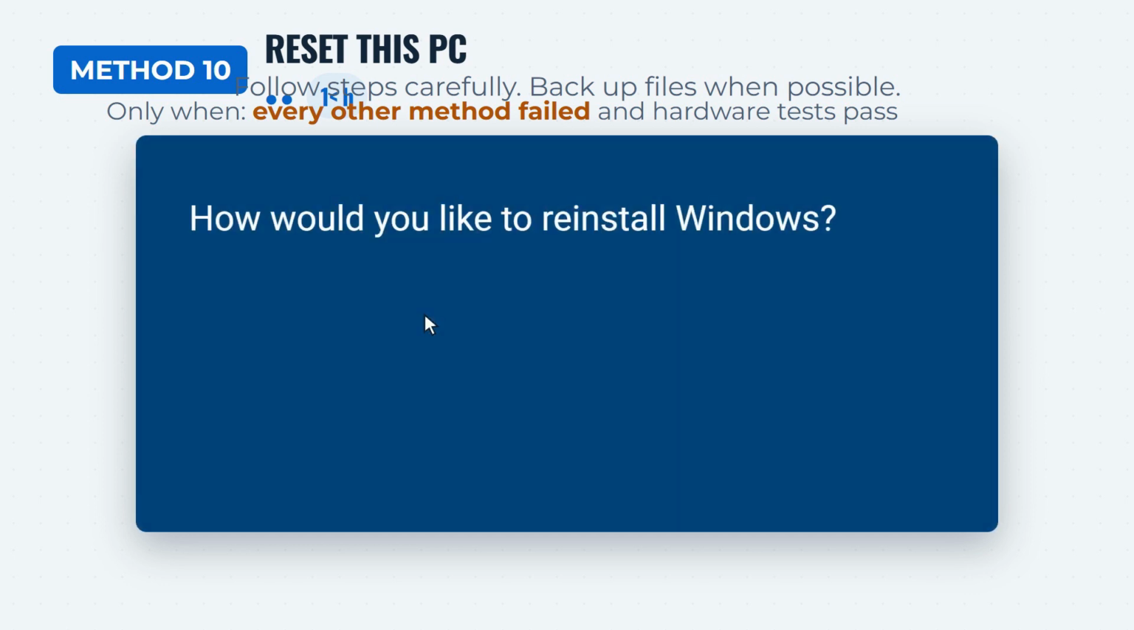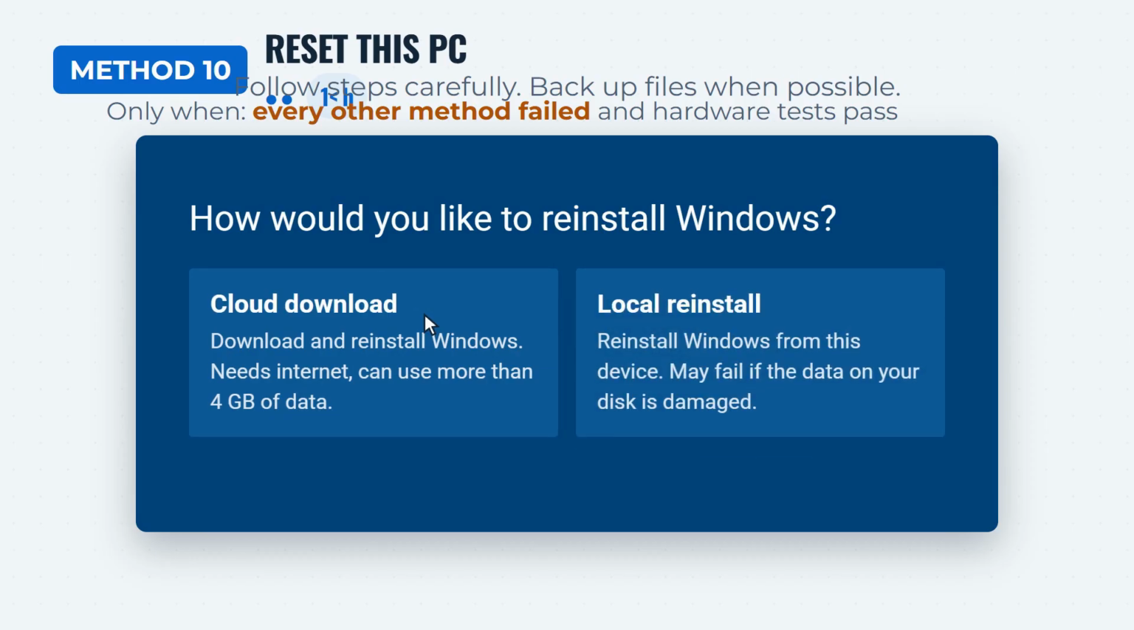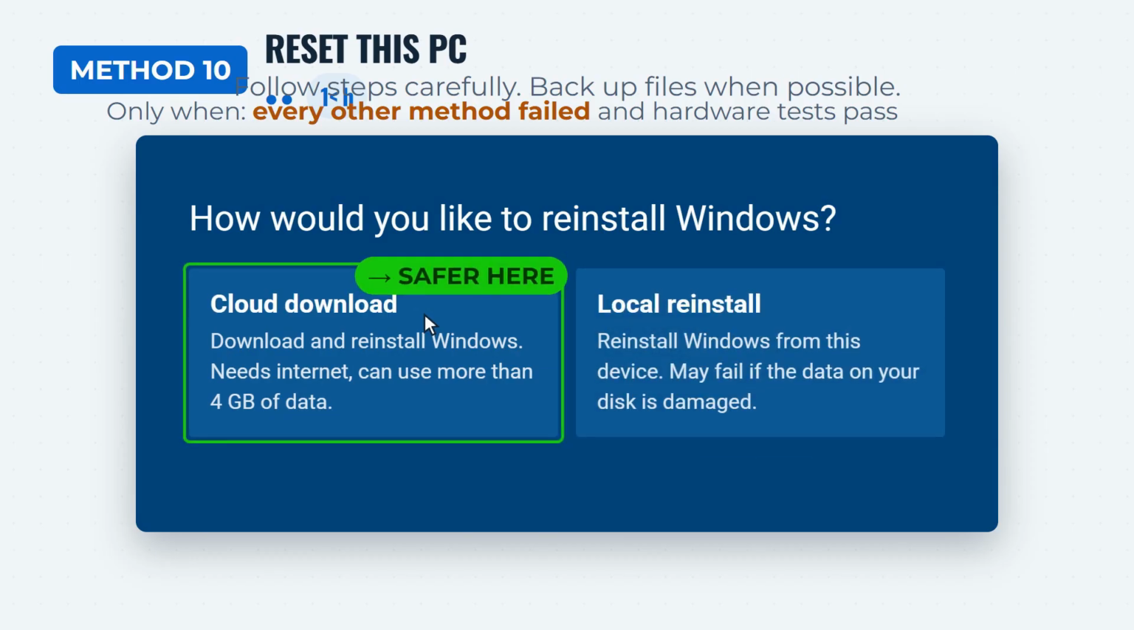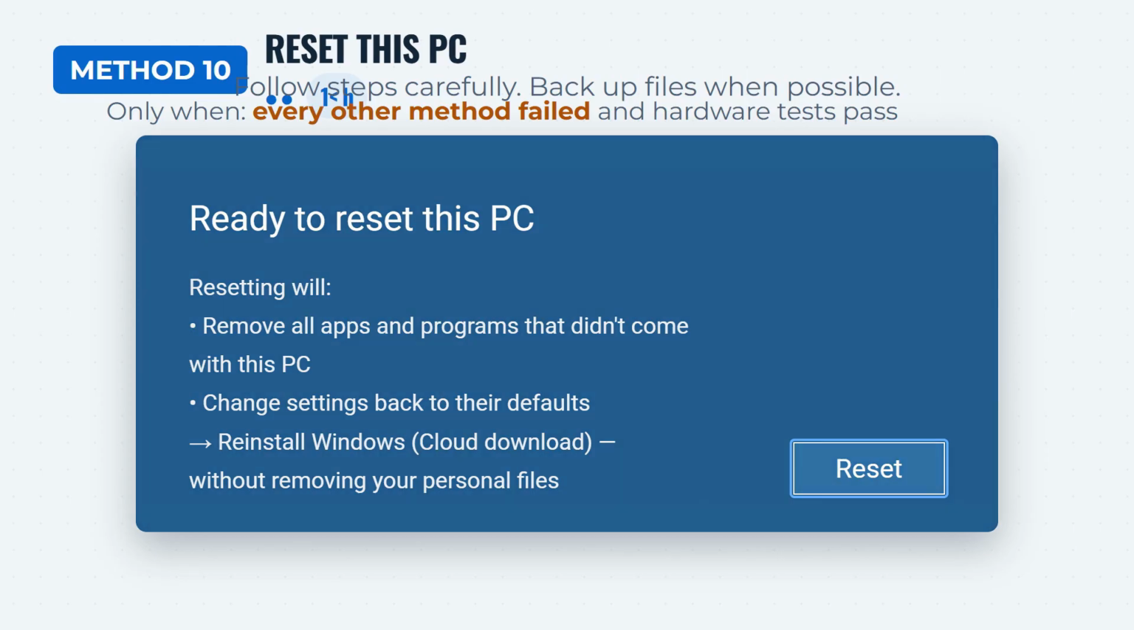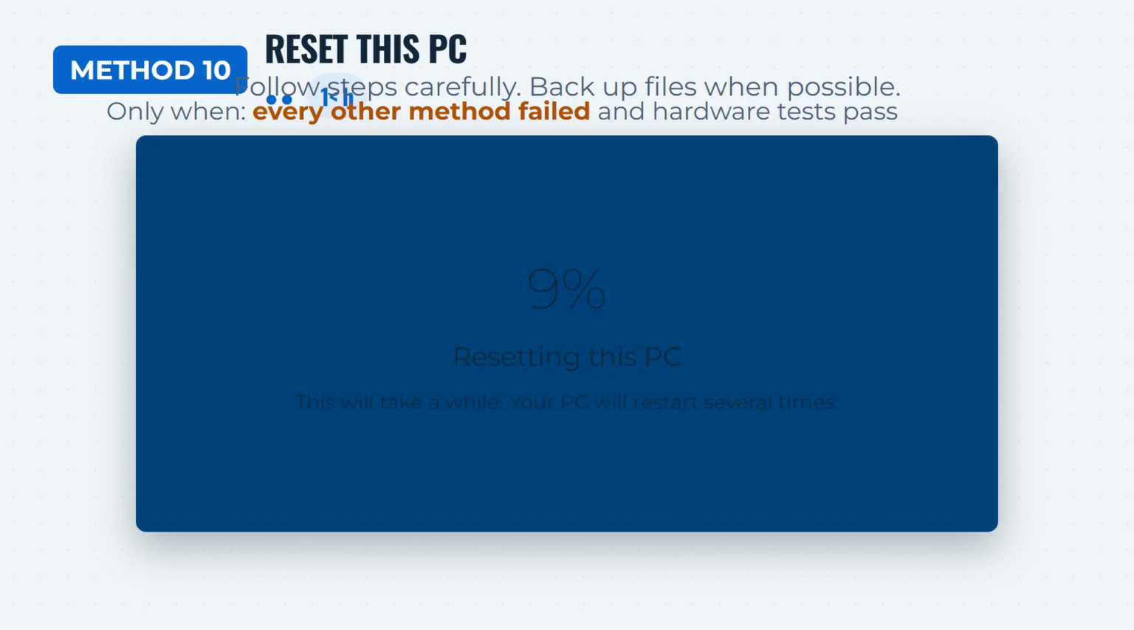Next, choose Cloud Download if you have internet. It fetches a fresh copy of Windows, which is safer when your disk data is damaged. Confirm, click Reset, and let it run. It takes a while, and restarts several times. If even reset fails, boot from an installation USB, and do a clean install.